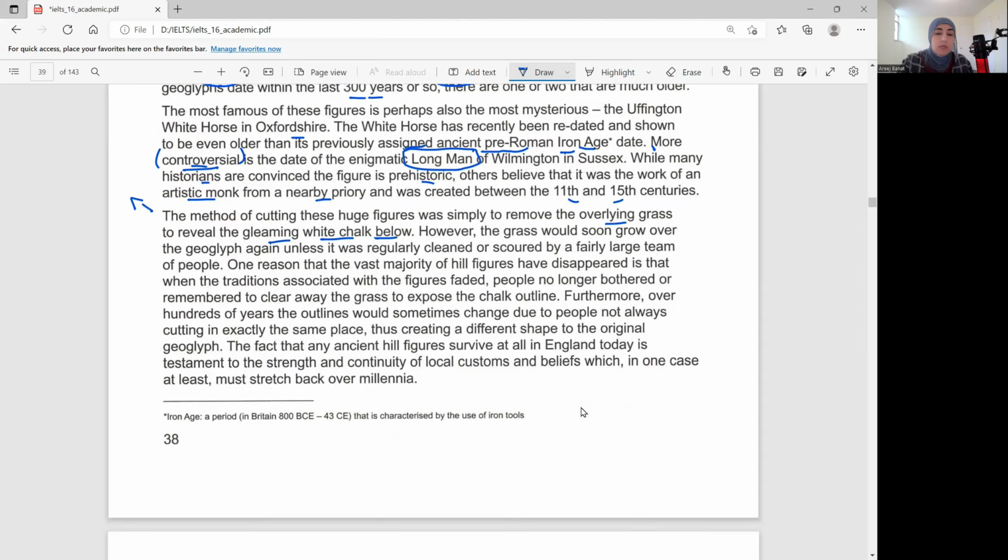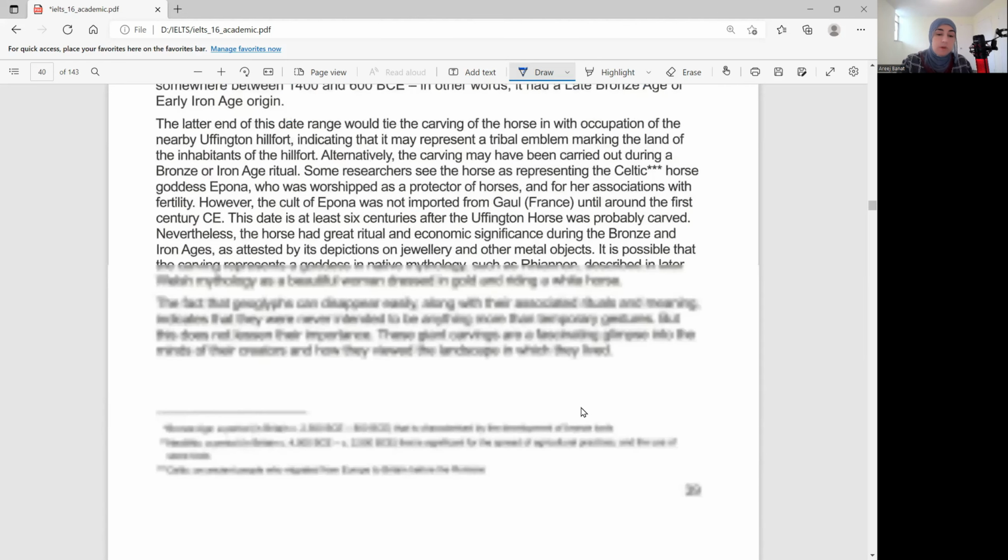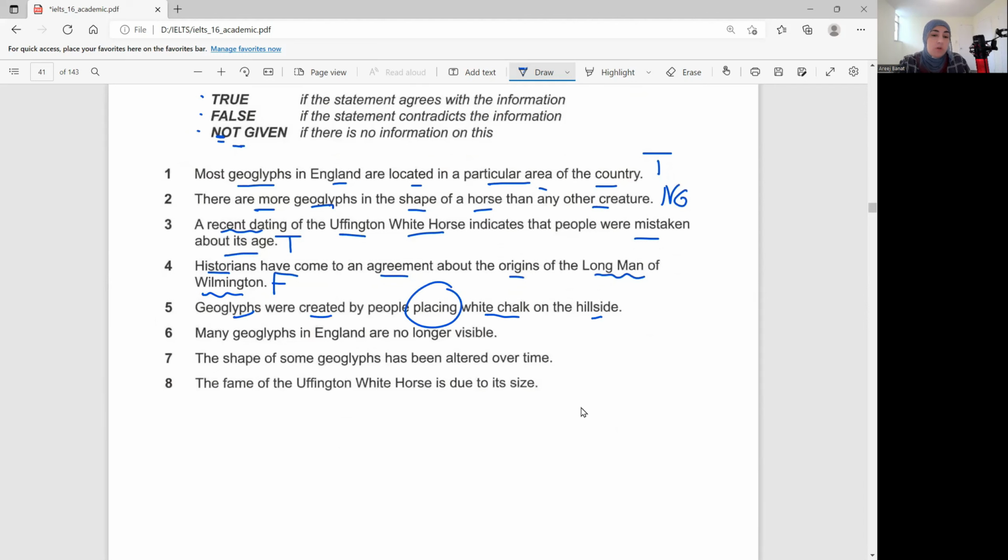All right, what did they exactly say here? Let's go back to the question. Geoglyphs were created by people placing white chalk on the hillside. No, this is false. It is actually by cutting grass, revealing the chalk below. And this is how the shape was made. So this is wrong.